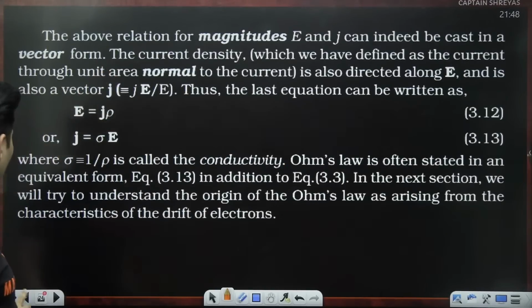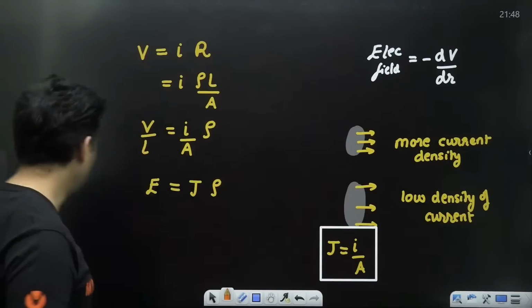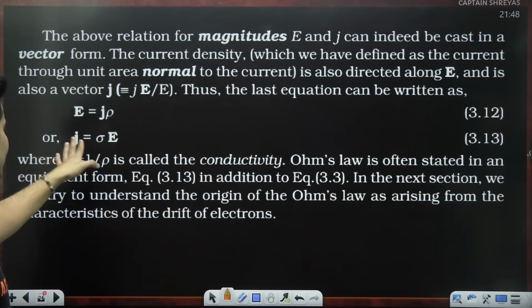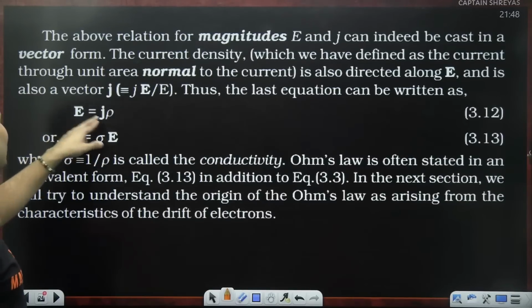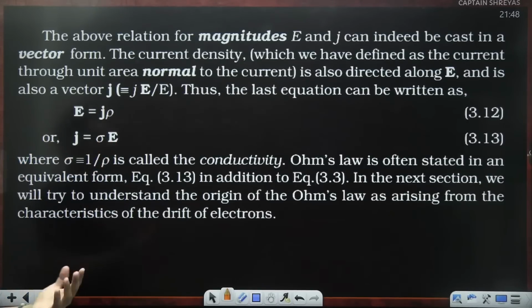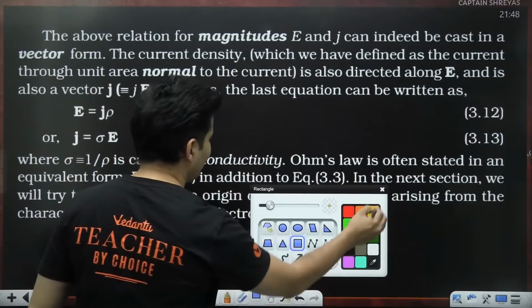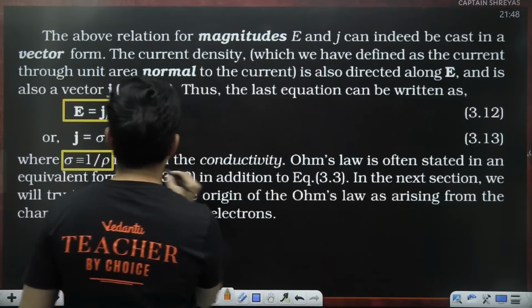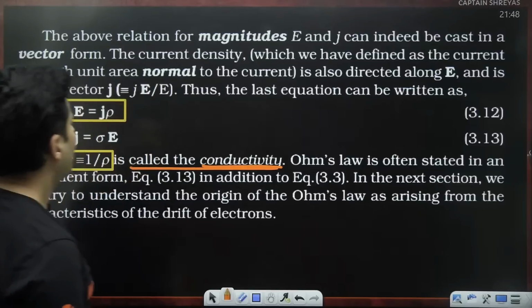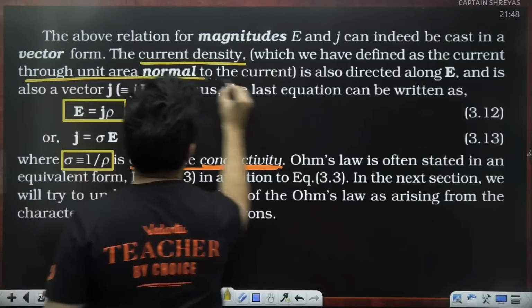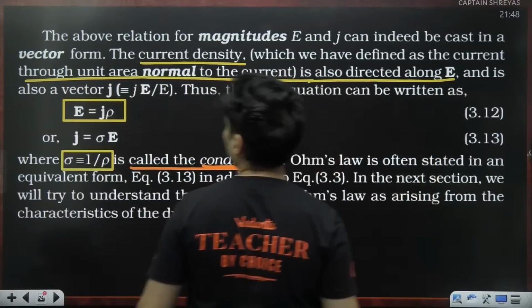Now this equation was completely in magnitudes, where the minus sign and everything was ignored, but actually it can be written down in the vector form. Now current density is actually a vector quantity, and you can rephrase this as electric field vector is your J vector into rho, and then they define another quantity called conductivity. Okay, so we'll come to that, but before that let's block all the important statements over here, and they write sigma is 1 by rho, which is called conductivity. And they have also defined the current density vector over here. The current density which you have defined, the current through the unit area normal to the current, is also directed along E. It is a vector.